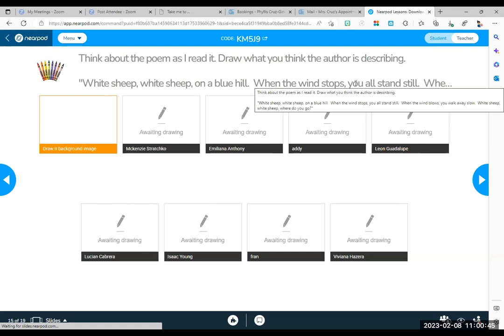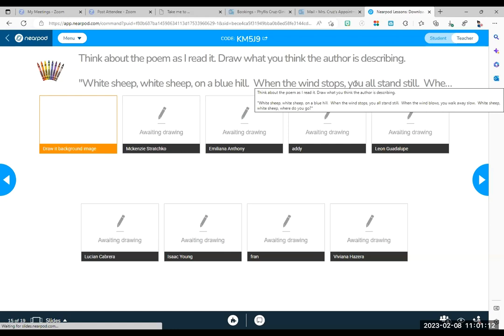White sheep on a blue hill. When the wind stops, you all stand still. When the wind blows, you walk away slow. White sheep, where do you go? I'm going to read it again, and you're going to draw a picture of whatever you think I'm talking about. Okay? What do you think the author was talking about?